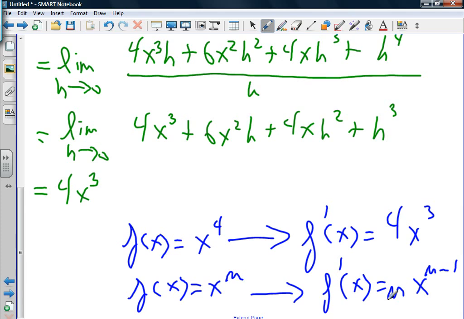We showed it pretty much. We didn't prove it for every single n on the plane, but we showed it pretty much for positive integers, right? What about for a negative integer? Is it going to work? What if n is like negative 1?